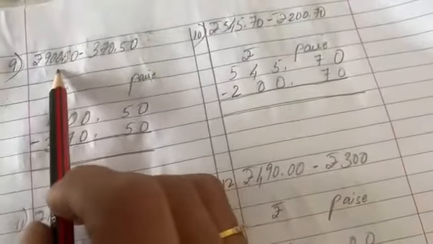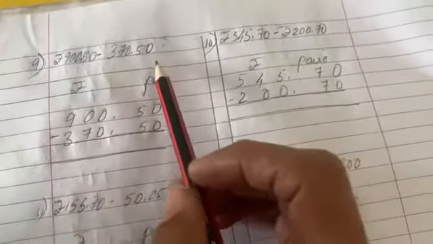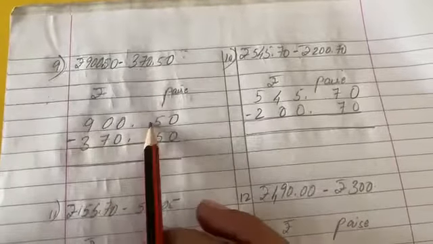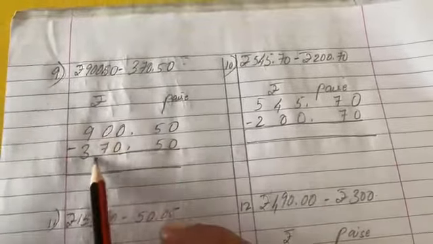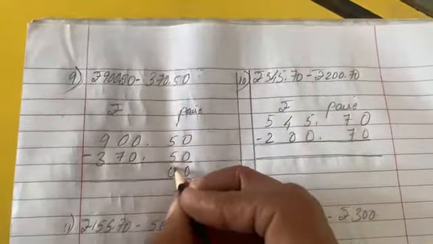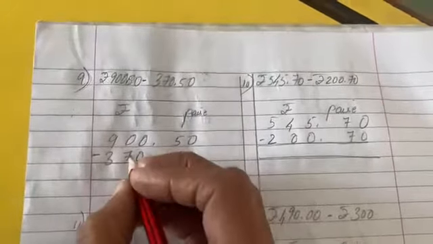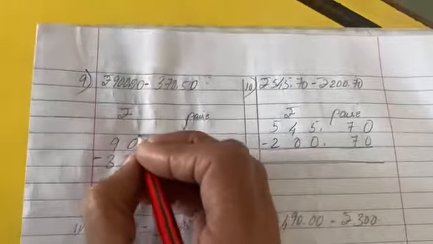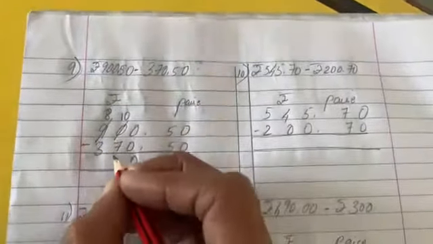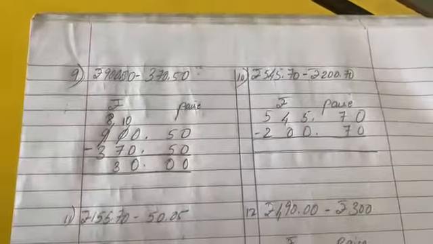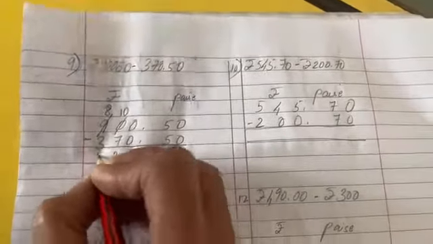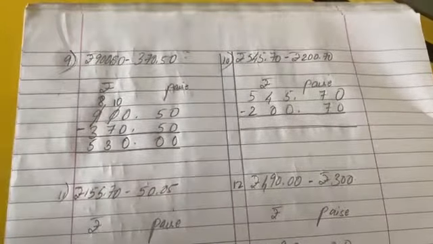Rupees 900.50 minus 370.50. So 900.50 minus 370.50. Then we'll write 0 minus 0 is 0. Then 5 minus 5 is 0. Then again 0 minus 0 is 0. Then 0 minus 7. Let's borrow. So let's make this 10, and let's cancel that 9 and make it 8. Now 10 minus 7 is 3. And 8 minus 3 is 5. So 530 rupees is the answer.